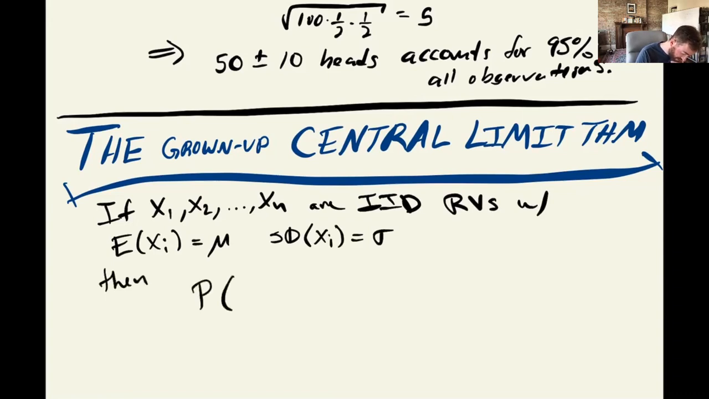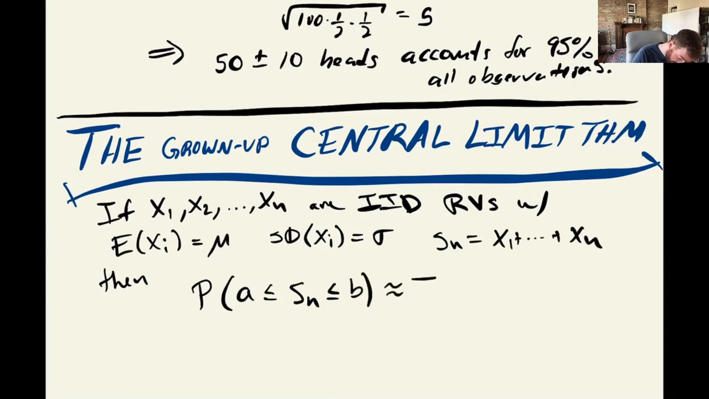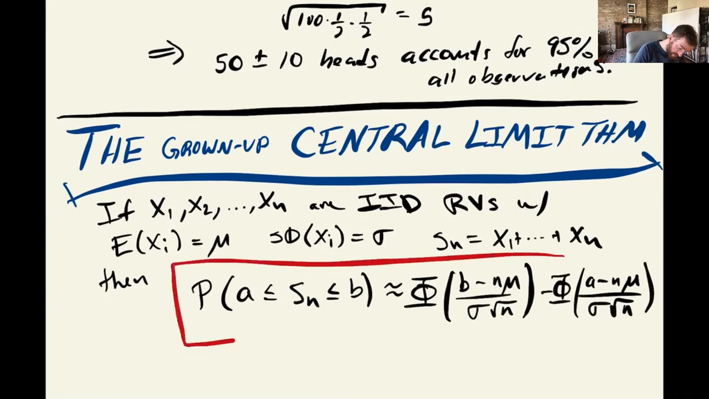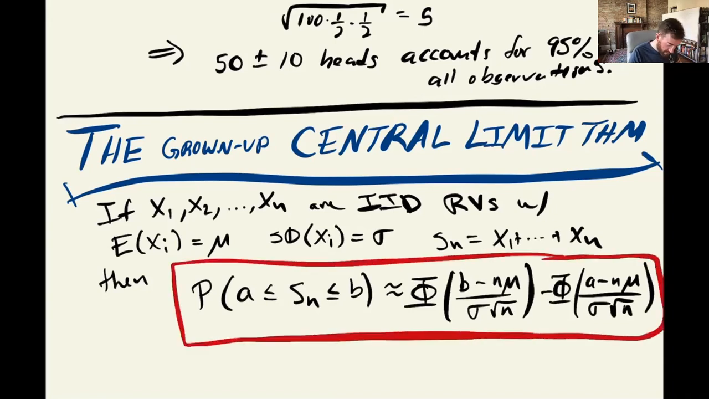the probability of Sn landing between two values, where Sn is the sum of x1 through xn, is well approximated by, meaning you really can't tell the difference, by this formula. B minus n mu over sigma times square root of n, and A minus n mu over sigma times square root of n. And so again, this is a super important formula. So I'm going to put it in a big block red.